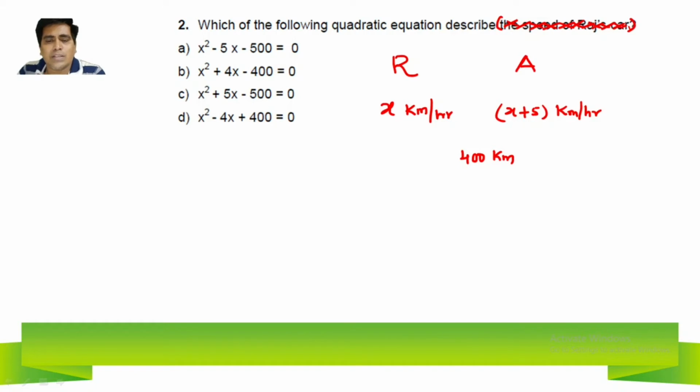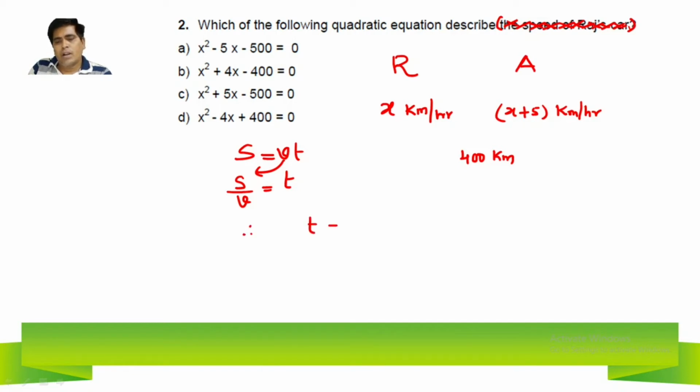Earlier we have discussed this one: S is equal to Vt. Distance is equal to velocity into time. What about time? I am taking velocity to that side, so S by V is equal to T. Distance by speed is equal to time. So time is equal to distance by speed. This is the equation we got, and we already know this one.